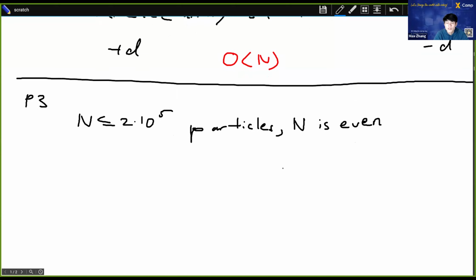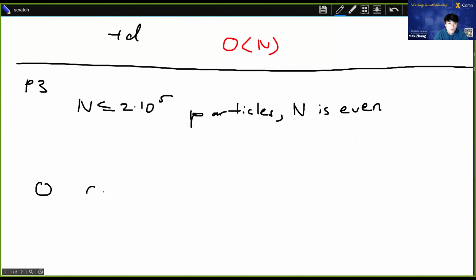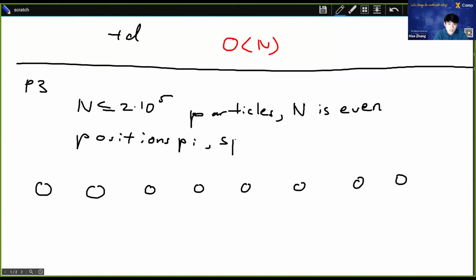And it's even. They're all going to be at positions p_i, with speed s_i. And what happens is initially, they're going to be moving this way at the very beginning. Every odd one is going to be moving to the right. Every even one is going to be moving to the left.